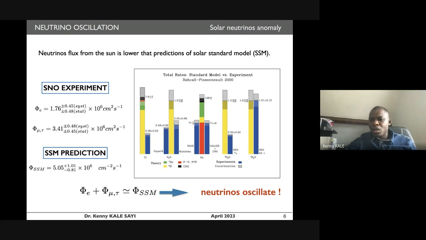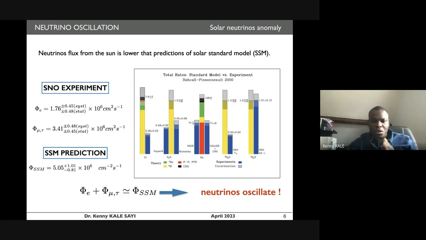And then many experiments tried to detect neutrinos, to count how many neutrinos reach the Earth, and then to compare the number detected with the number predicted by the theory. This is what we do in experiments. And in this graph here on the right, you have a group of histograms. We have 1, 2, 3, 4, 5 groups. The first group is one experiment. The second one is a different experiment, and so on.